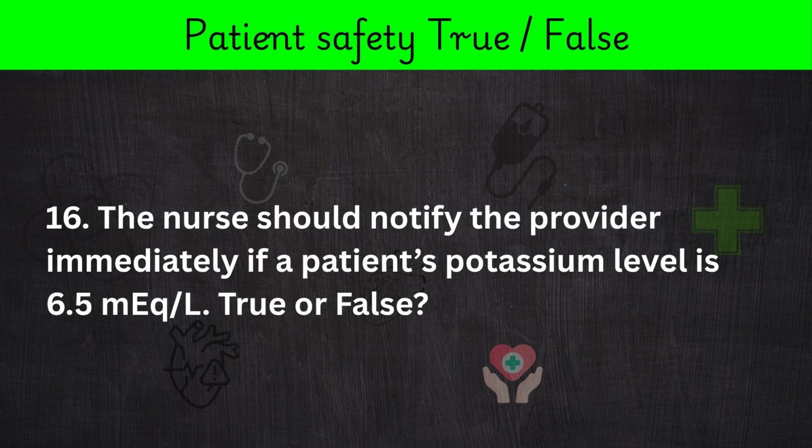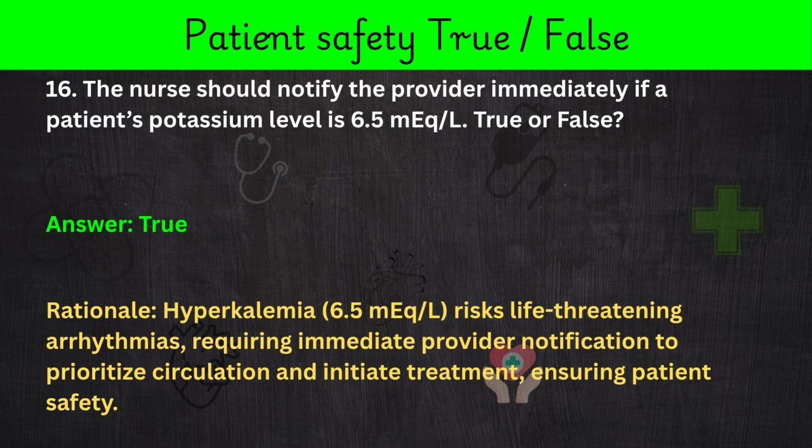16. The nurse should notify the provider immediately if a patient's potassium level is 6.5 mEq/L. True or false? Answer: true. Rationale: Hyperkalemia, 6.5 mEq/L, risks life-threatening arrhythmias, requiring immediate provider notification to prioritize circulation and initiate treatment, ensuring patient safety.